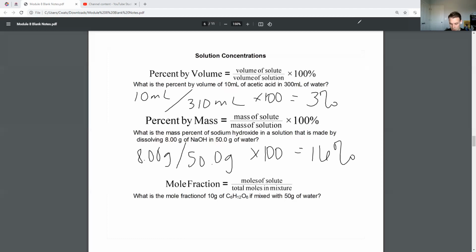Then we have the mole fraction. It's just the moles of the solute divided by the total moles in the mixture. So what's the mole fraction of 10 grams of glucose if mixed with 50 grams of water?